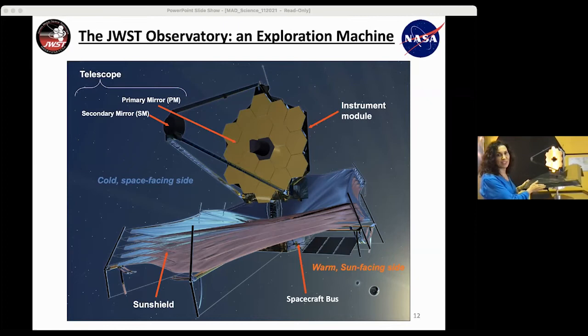So this is a special umbrella called the sun shield that's going to help keep the instruments very cold. So this was a great idea to design it. So we are going to think about all the things that we need to do this telescope.